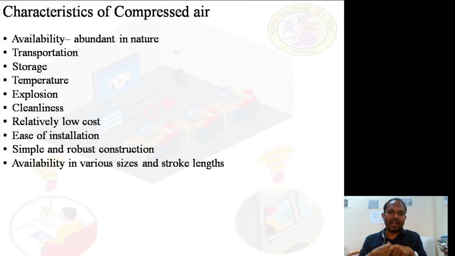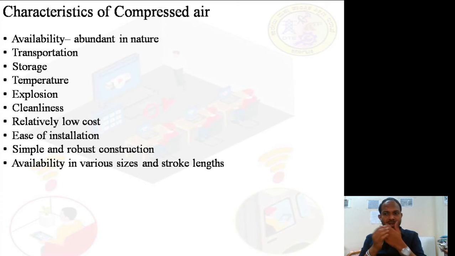Now it is a simple and robust construction. It is very simple and it is robust in construction. Availability in various sizes and stroke lengths. Whenever you are talking about the stroke lengths, it means that you are talking about variable pressures. It is one and the same thing. Okay, availability in various sizes and stroke lengths. That is a major one. These are a few of the characteristics of compressed air.